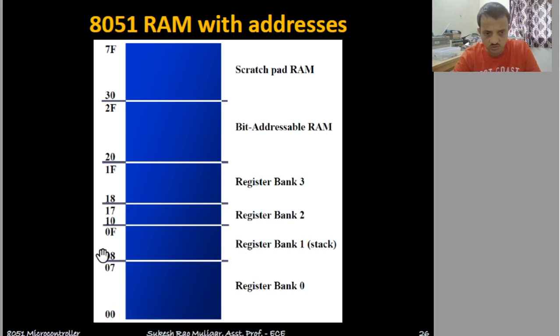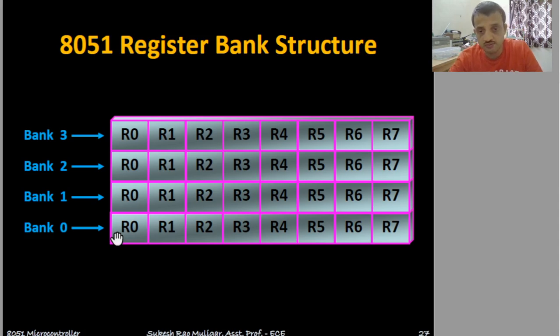00 to 07 is R0 to R7. Then again the next location is bank 1, where again it starts from R0 to R7. Now you may wonder why they have kept the same names for all these registers. See, every bank's first location is R0, the second location is R1 and so on. The last location is R7. So don't you think it is confusing that each bank has the same registers? Actually it is not.